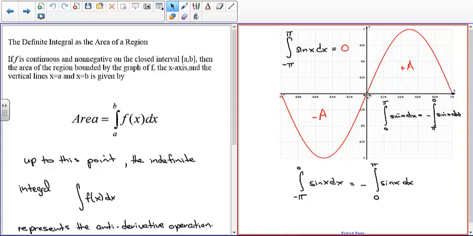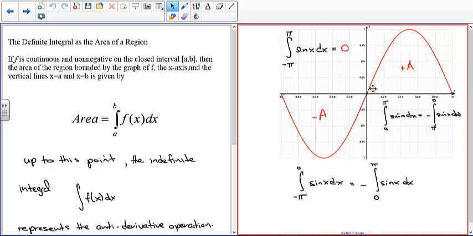And this definition over here says that the function must be non-negative. So theoretically, we could only use the definite integral for this part of the curve using that definition. We'll find out later that's not exactly true.